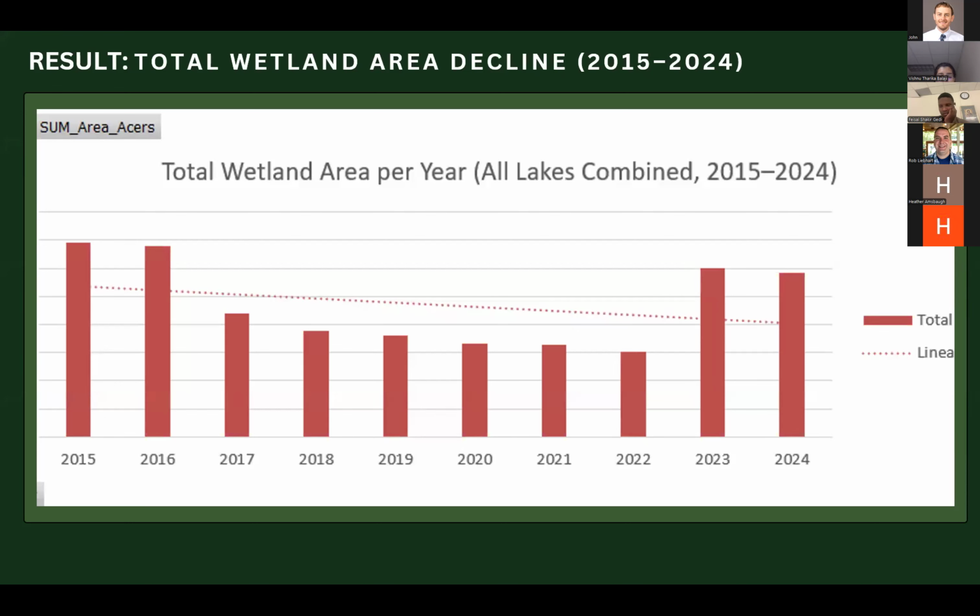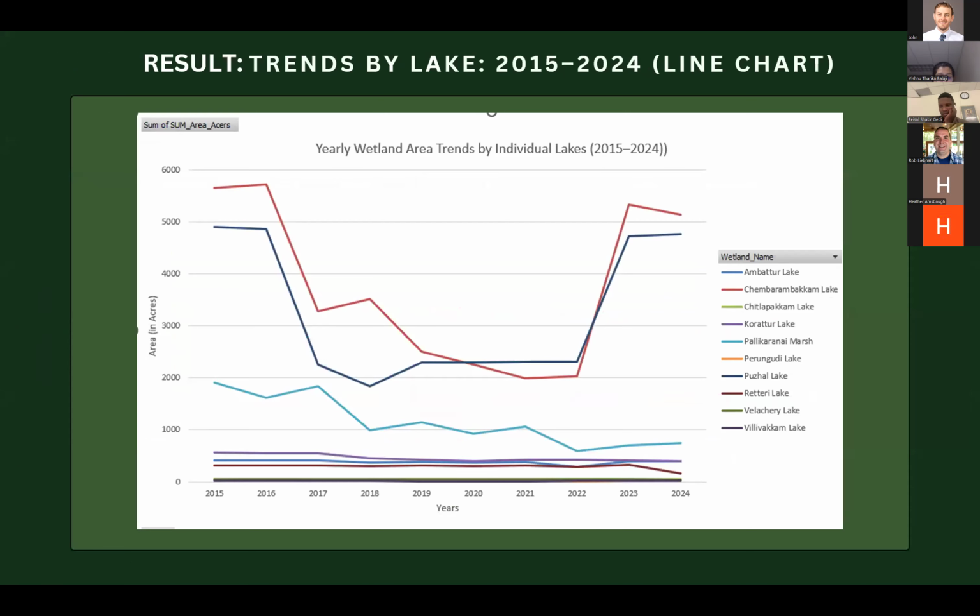So yeah, this was my bar chart. The bar chart shows total wetland area across the 10 lakes per year. Over here, we're able to see that 2022 has seen the worst wetland loss. Next, this is my line chart. This shows individual lake trends. Like we can see here, this is Chembarambakkam Lake, how much it has declined, but it has also seen recovery. It's slowly recovering after 2023.